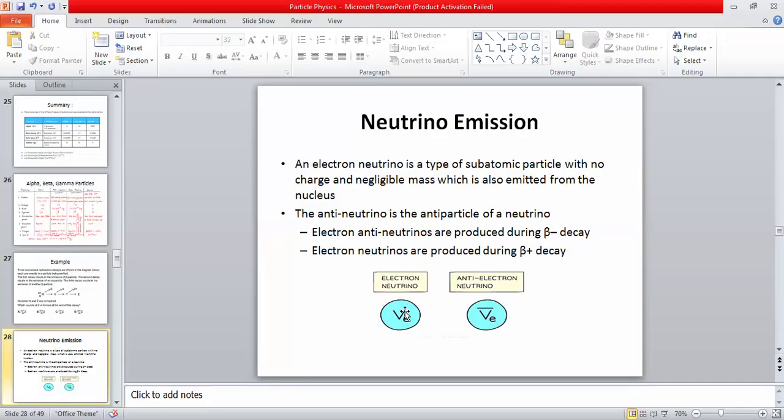So we are having two neutrinos. One is called electron neutrino, the other is called anti-electron neutrino. What is anti-electron neutrino? It will be νe, and at the top there is going to be a horizontal bar. Is this clear? Let me summarize this in a quick, short way.